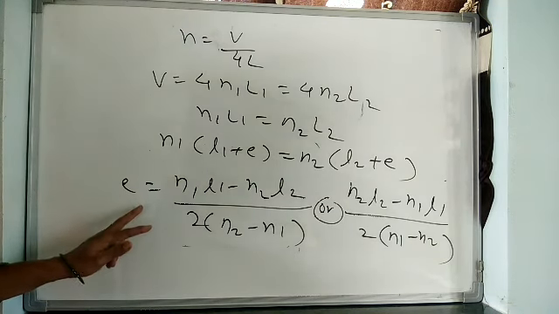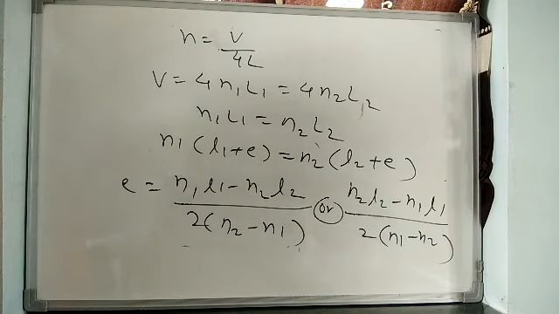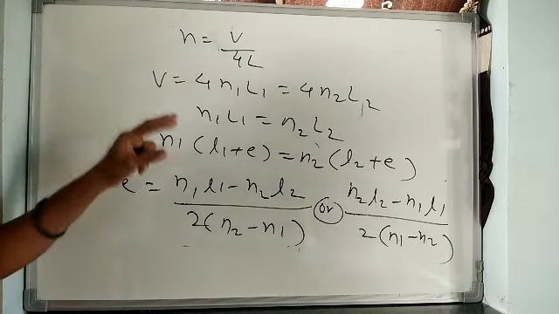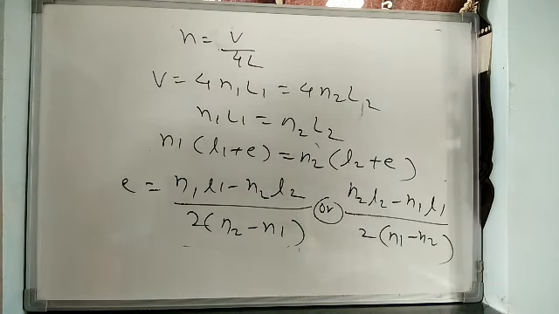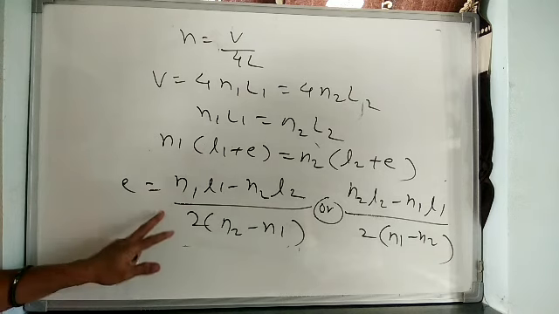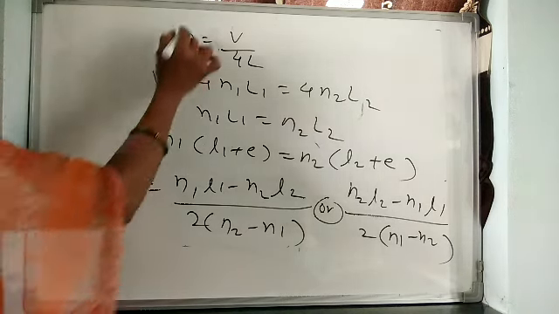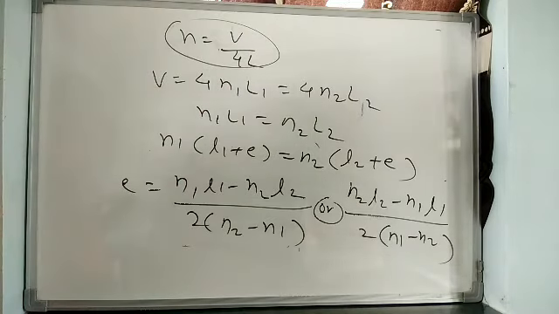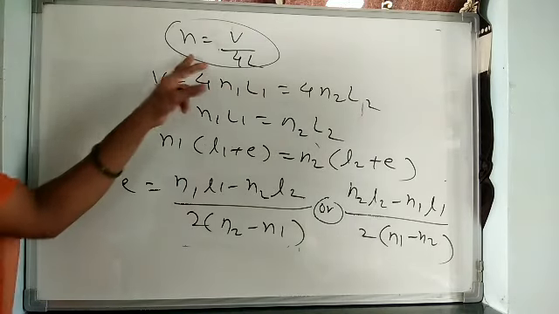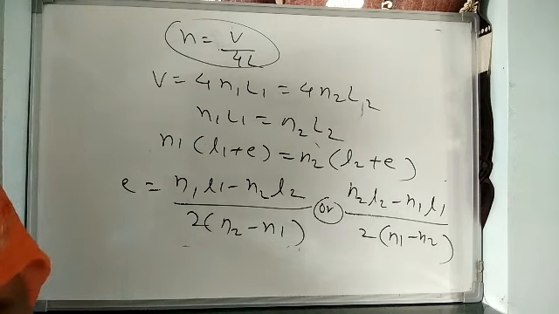With the help of this formula, we can find the end correction related to a pipe closed at one end. In this way, we have seen how odd harmonics are present in case of a pipe closed at one end and how to find its end correction with the help of this formula. You have to remember this formula, it is very important for your objective as well as CAT. You have to remember this fundamental formula, the fundamental frequency of the closed pipe, that is equal to v upon 4L.